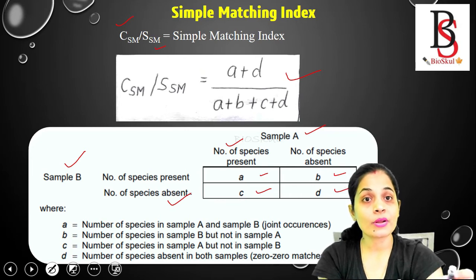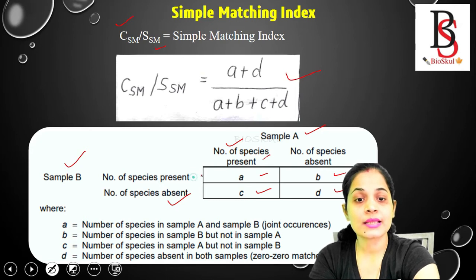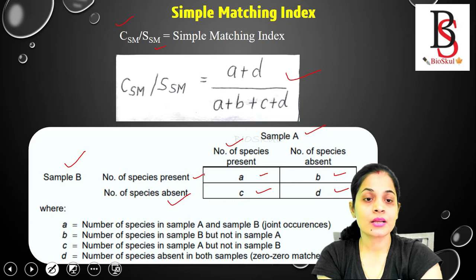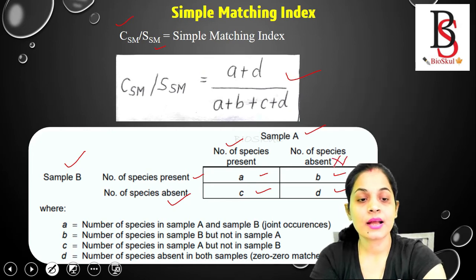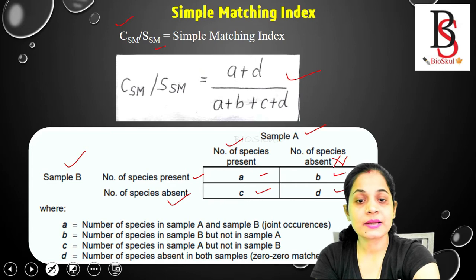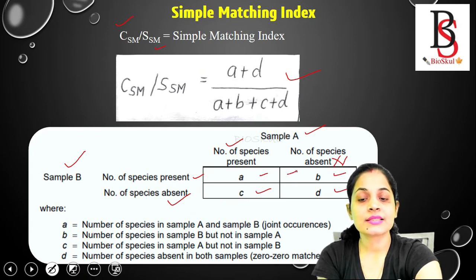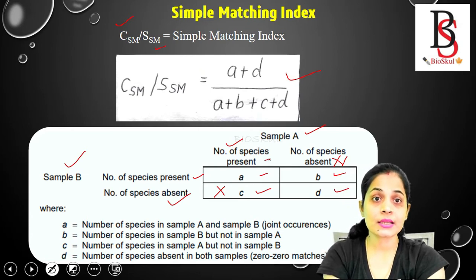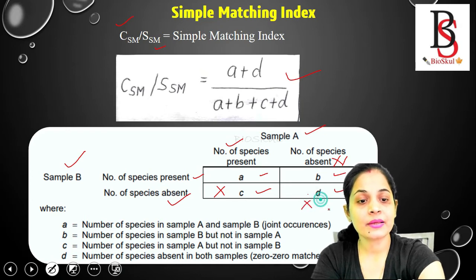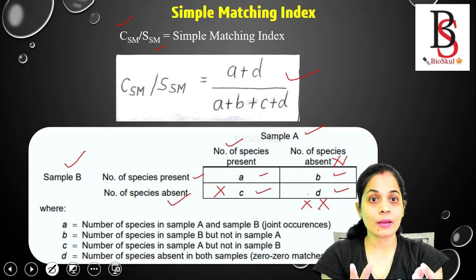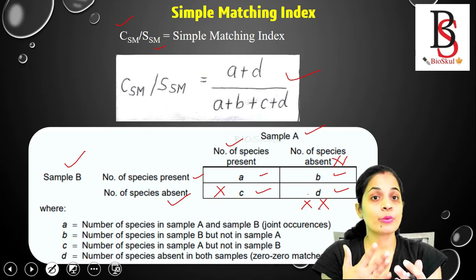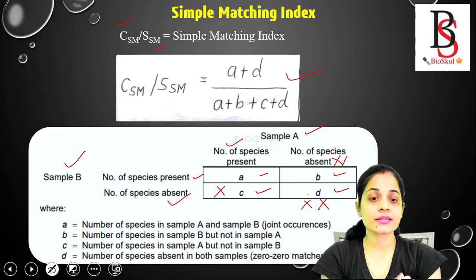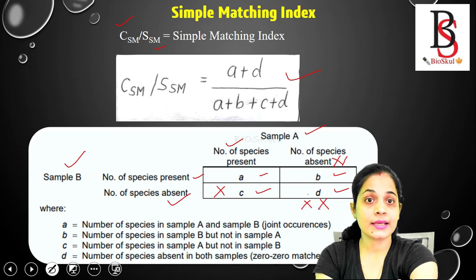A indicates the number of species that are present in both sample A as well as sample B. B indicates the number of species that are absent in sample A but present in sample B. Similarly, C is absent in sample B but present in sample A. And D is absent in both sample A and sample B. So this is what we need to know before calculating the simple matching index.